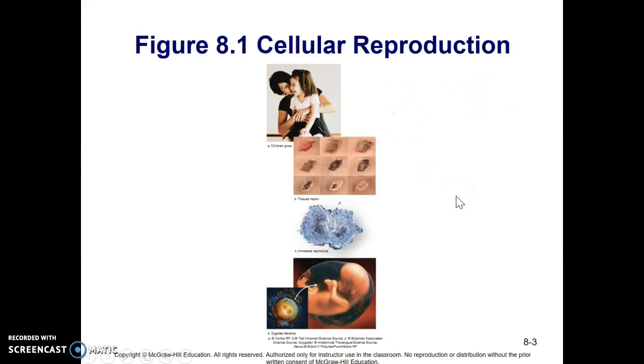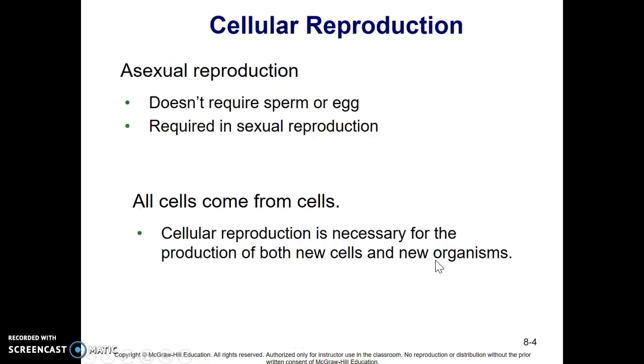Okay, so as children grow, I love these cheesy pictures, I keep them in. As children grow, it's not that their cells are getting larger, they just are getting more cells. As we repair our skin and other tissues, we need more cells. And then, of course, we also want to look at the other side of things, that in unicellular organisms, this is reproduction of a new organism altogether. So we'll talk about that a little bit in this lecture. And then, of course, as you go from one fertilized egg to many cells, it is all by the same process.